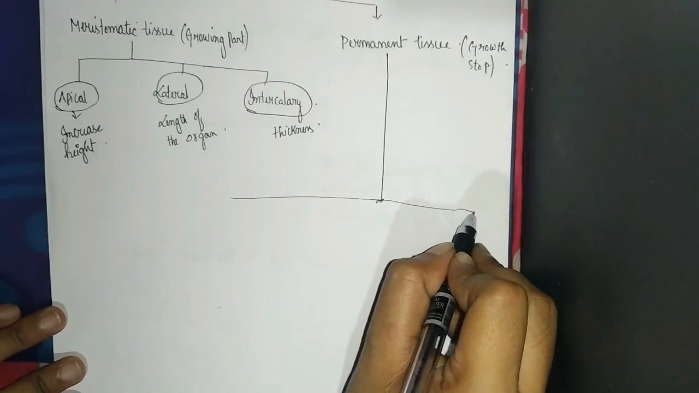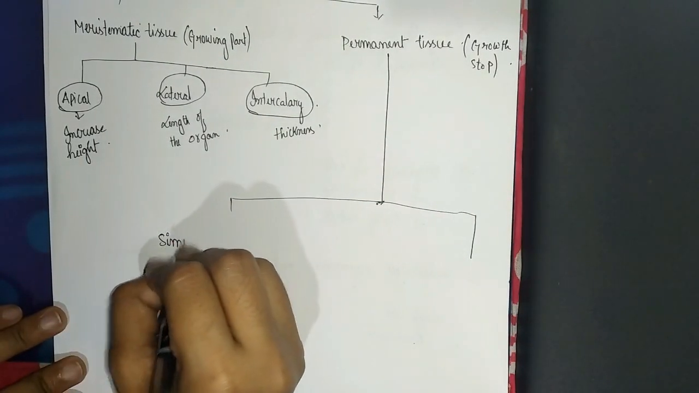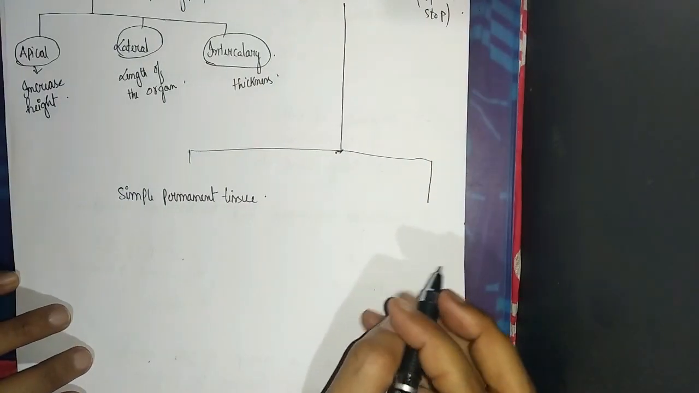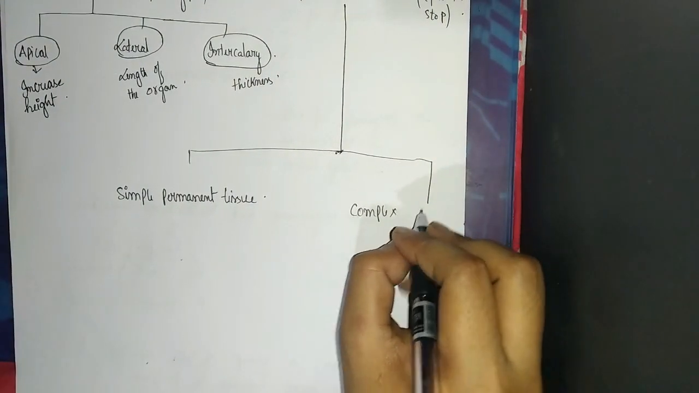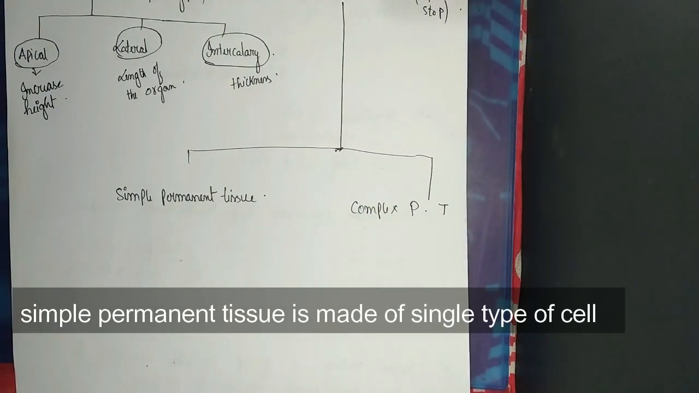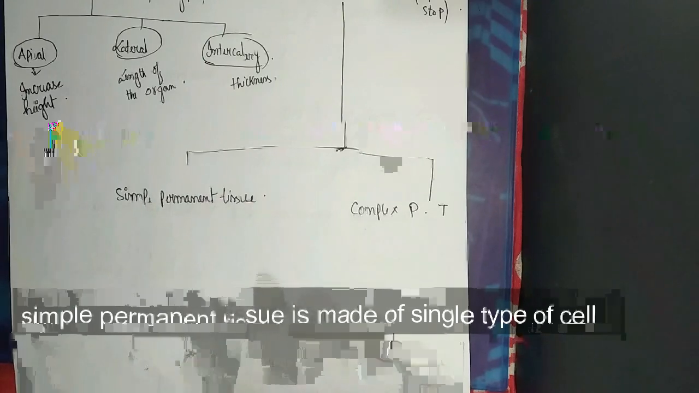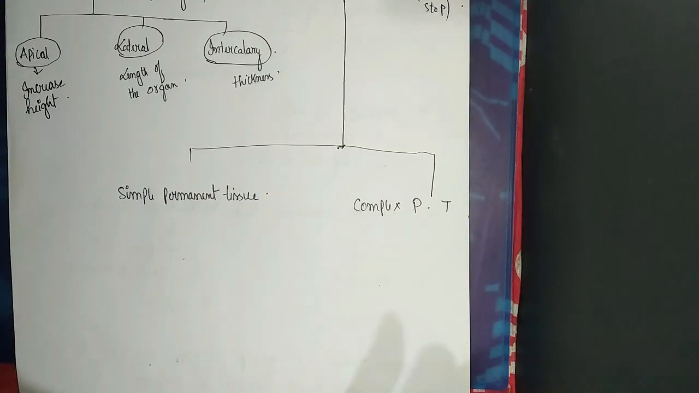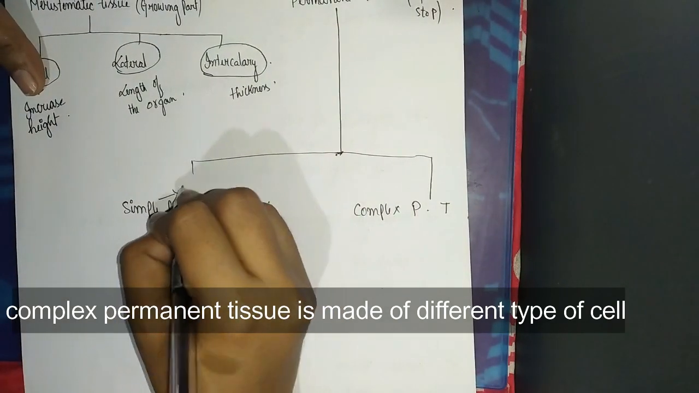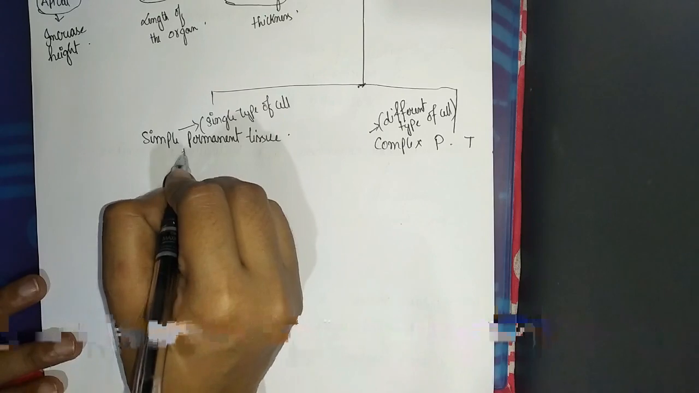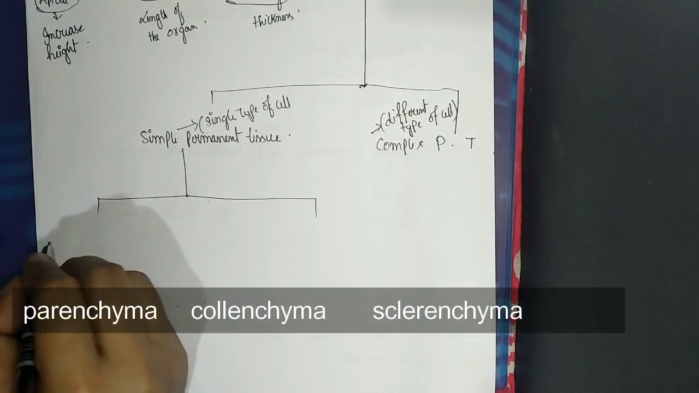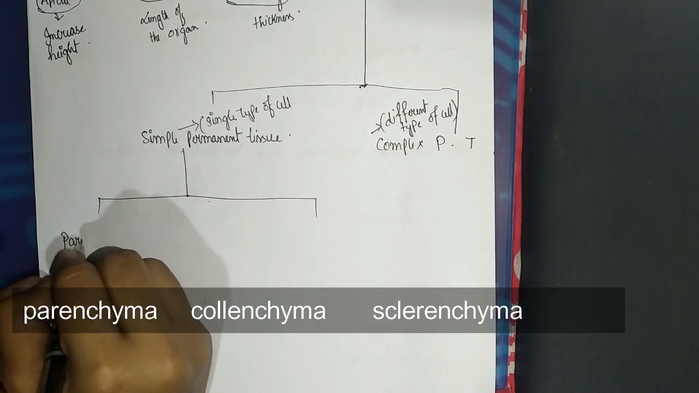And then this permanent tissue. This permanent tissue is again divided into two types, that is simple permanent tissue and complex permanent tissue. This simple permanent tissue is made up of a single type of cell, and the complex permanent tissue is made up of different types of cells. And then this simple permanent tissue is again divided into three parts, that is parenchyma, chlorenchyma and sclerenchyma.